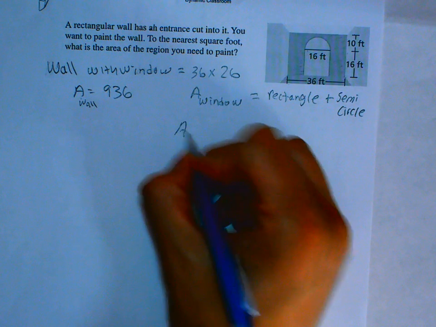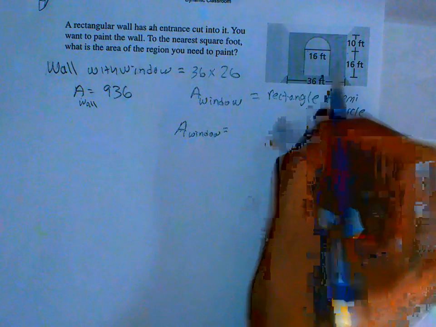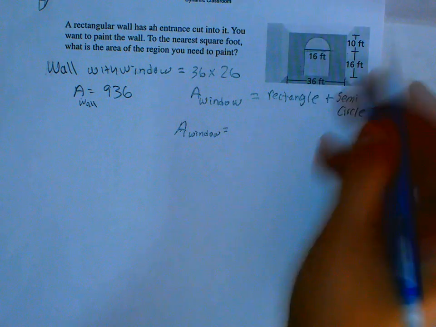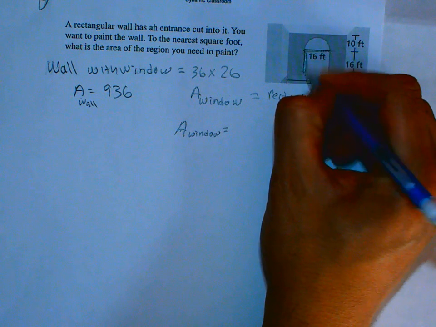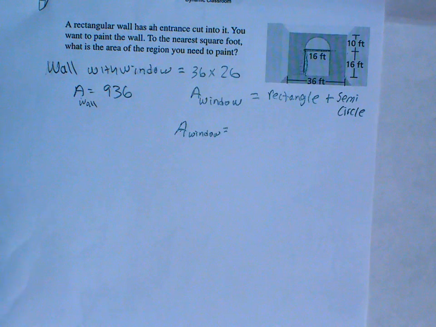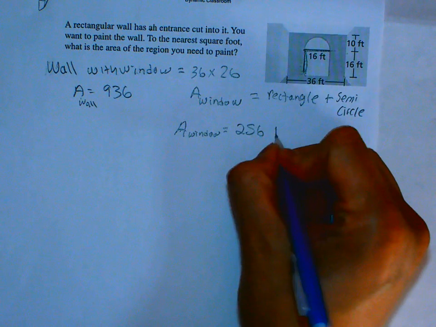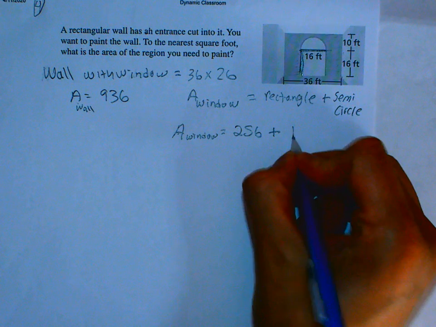Now, the area of the window, that's easy for this bottom part right here. This distance is 16. The distance from here to here is 16, and the distance from here to here is 16. So 16 times 16, that's 256.